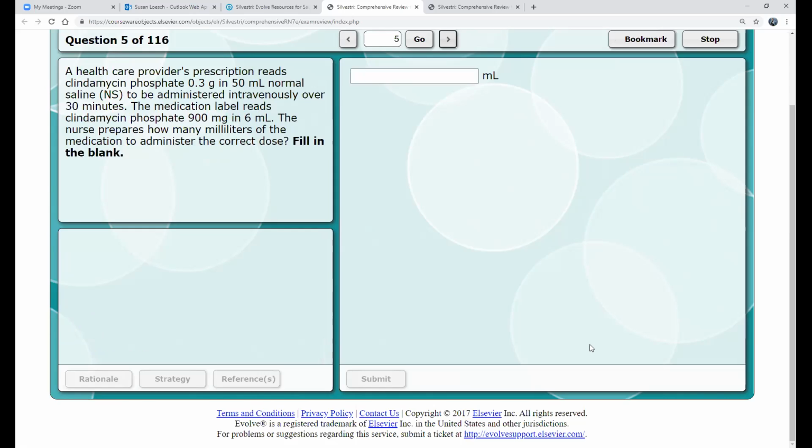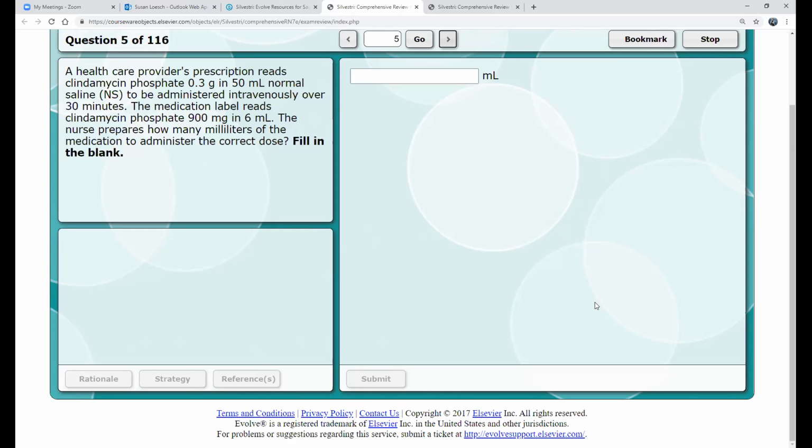Okay, the healthcare provider's prescription reads clindamycin phosphate 0.3 grams in 50 mLs of normal saline to be administered IV over 30 minutes. The medication label reads clindamycin phosphate 900 milligrams in 6 mLs. The nurse prepares how many mLs of the medication to administer the correct dose? So what is your equation? Desired over have.